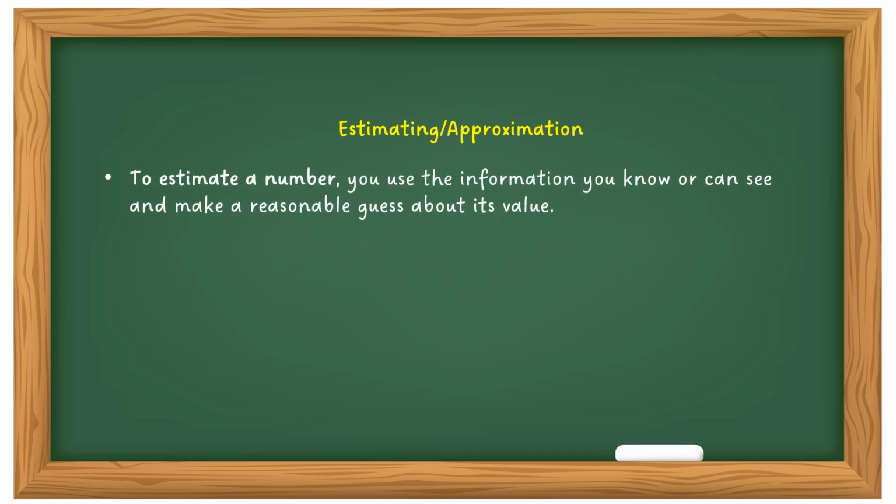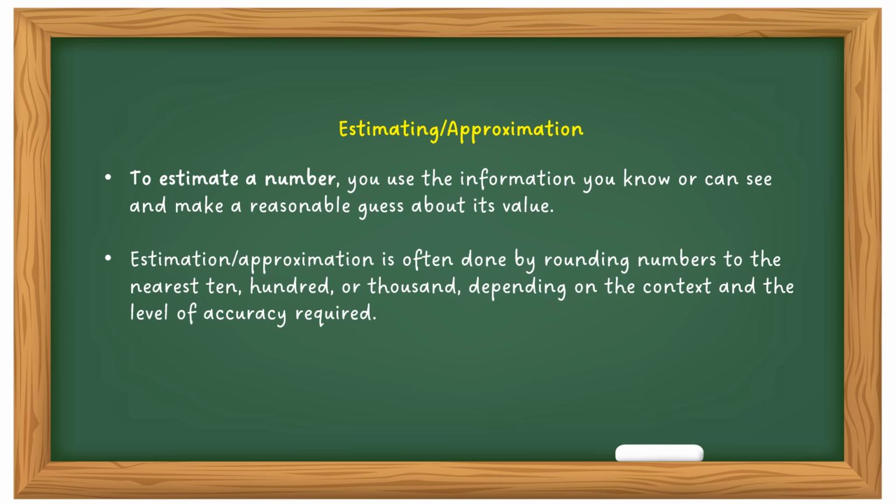Now, to estimate a number, you use the information you know or you can see and make reasonable guesses about its value. Okay, so estimation approximation is often done by rounding numbers to the nearest 10, 100 or 1000, depending on the context and the level of accuracy required.